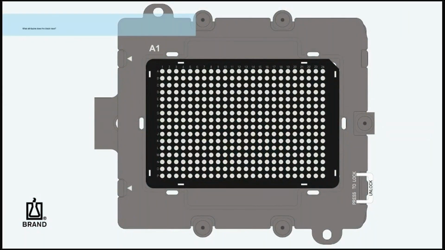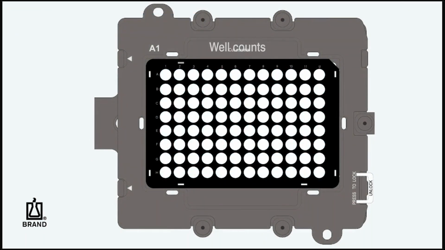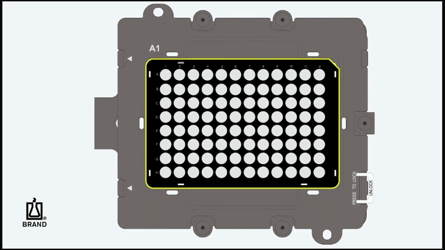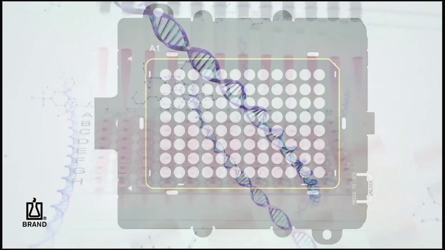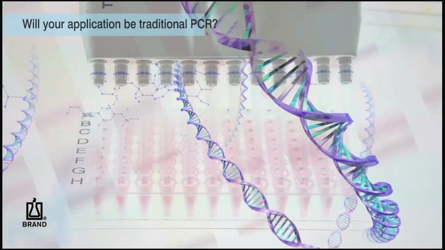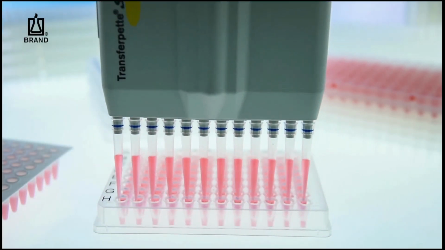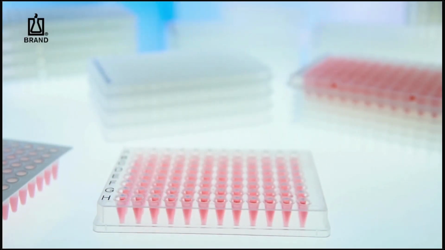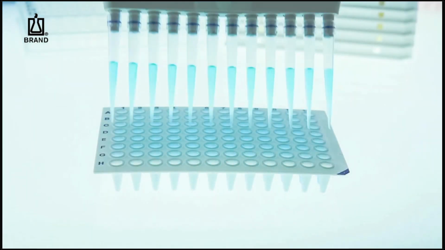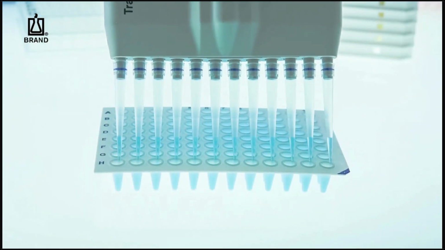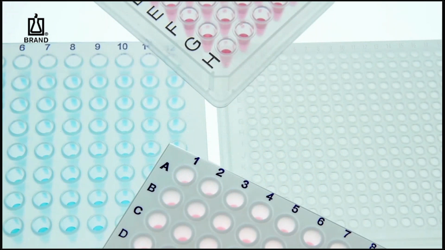What attributes does the block in the thermocycler have? Each thermocycler has a block with different shapes, well counts, and potentially different cut corners that should match up for the best fit. Will your application be traditional PCR or quantitative real-time PCR? Clear PCR plates can be used for traditional or real-time PCR, but white PCR plates are optimized for signal detection during quantitative real-time PCR. Some manufacturers also have color alphanumeric embossing that allows for easy sample tracking.